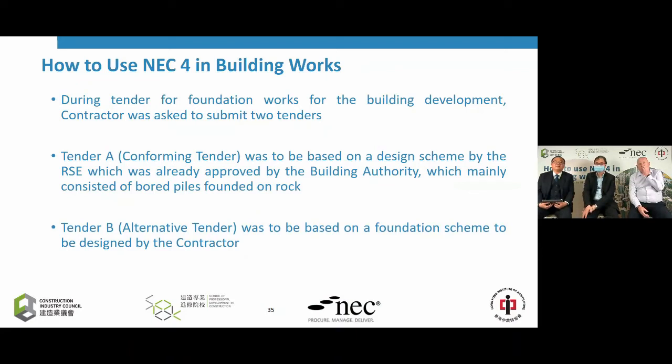And the second tender the tenderer is asked to submit is an alternative tender. It is based on a foundation scheme to be designed by the contractor. So it is up to the tenderer whether they would focus on tender A or tender B. Of course, the advantage of this kind of procurement strategy is that by allowing the contractor to submit a tender B, the tenderer may submit more competitive tenders, as has been said by Hudson, based on their construction expertise.